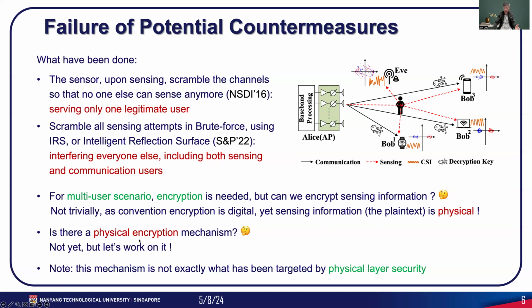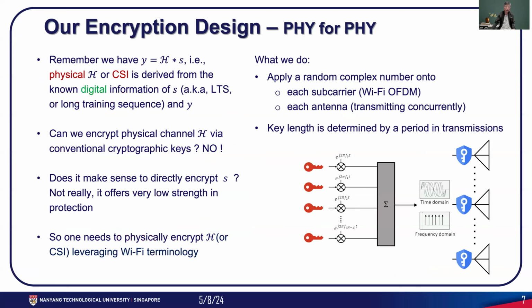We definitely need a physical encryption mechanism. That's something we need to do because it doesn't exist. By the way, this is somehow related to physical layer security, but not exactly. So how do we do that?